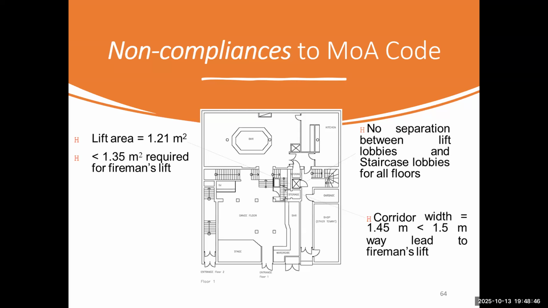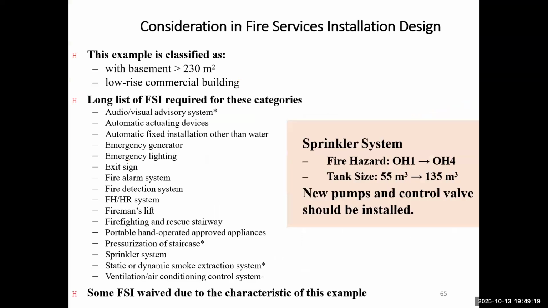And also, the corridor width is smaller than the requirement of 1.5 meter, which will affect the fireman's lift. This seems very small but is critical for firefighters' access. So this kind of non-compliance with the means of access code will require us to upgrade our evacuation method.